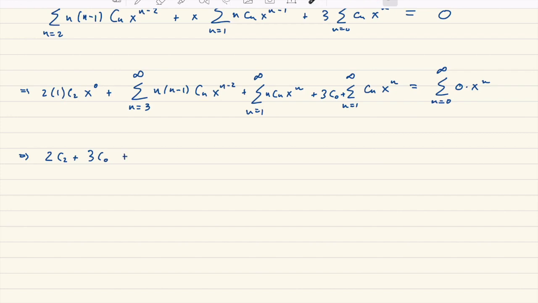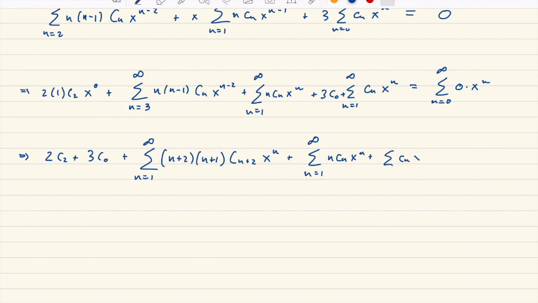This sum starting at 3, we're going to shift it so that the sum starts at 1. The reason we choose 1 is that that's where the sum starts on the other terms, so we want them to match up. So if this sum starts at 1, that means I'm going to decrease our starting index by 2, and therefore we're going to increase our n by 2. So our n's are going to become n plus 2's. So this is n plus 2 times n plus 1, c sub n plus 2, x to the n. And this will be the sum starting at 1, n c sub n x to the n, plus c sub n x to the n.